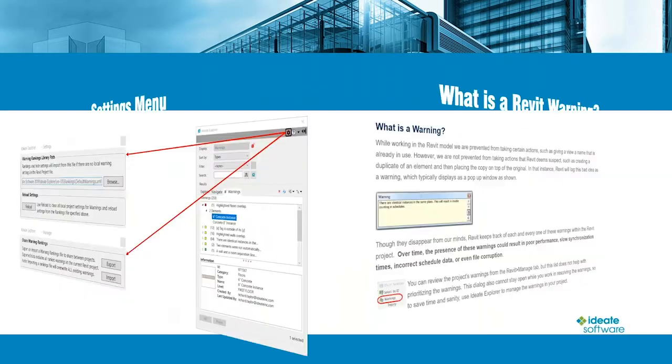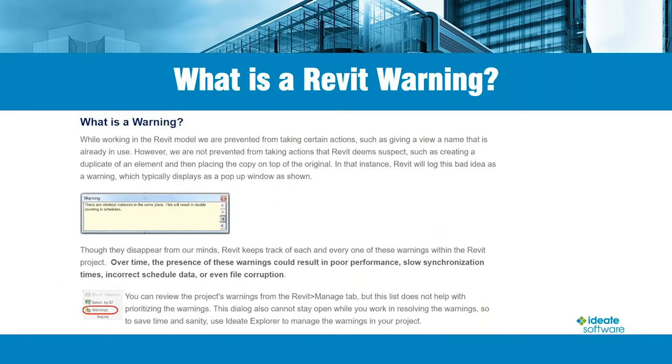All right, so this is a good pause point to say, okay, why is this important? Why do we care about Revit warnings, and why do we have this user interface? Well, the reason is that these Revit warnings can start to pile up in your project.